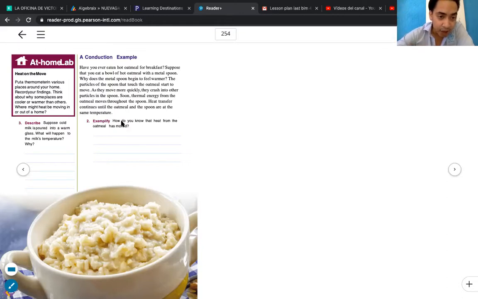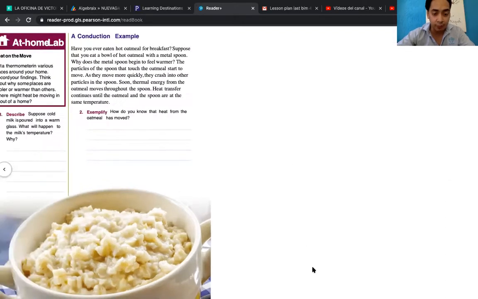It says number 2, how do you know that heat from the oatmeal has moved? Okay, have you ever seen the vapor that is going out of the coffee or the oatmeal, or when you make a Maruchan, always on the top, there's that little vapor that is going off. When you don't see the little vapor anymore, what do you know? That the Maruchan or the coffee is cold. So that's an easy way to identify how the heat moves, okay?